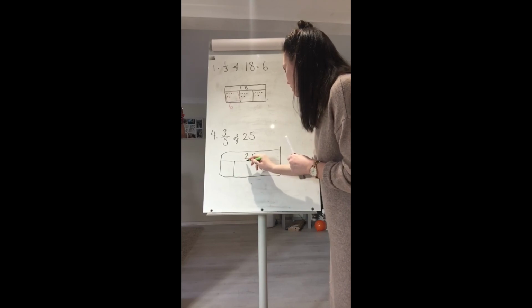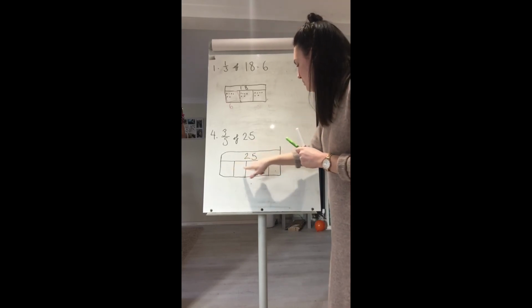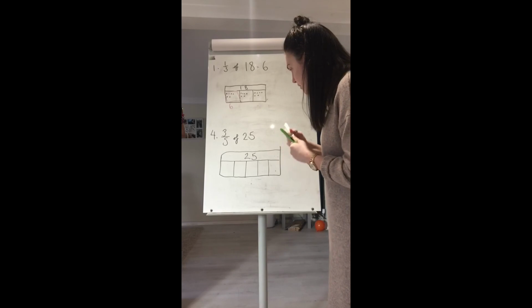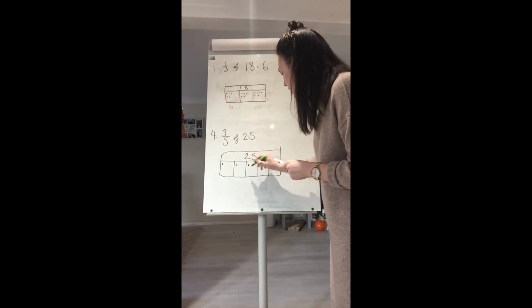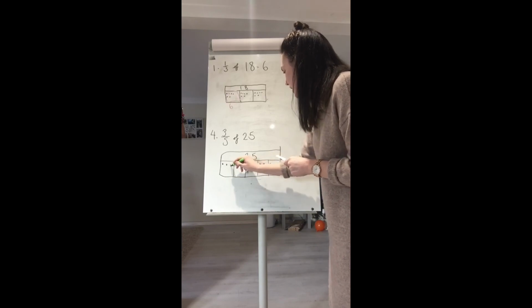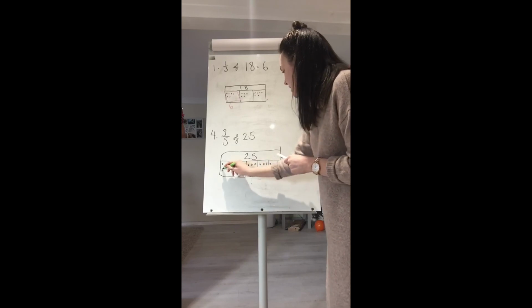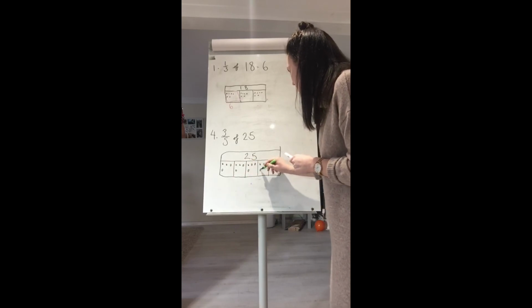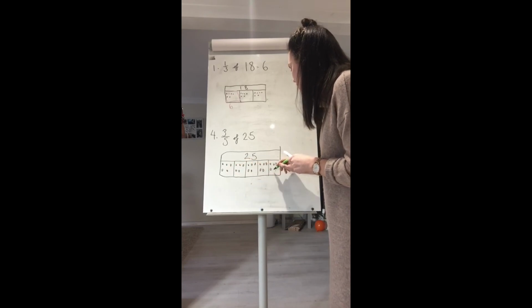1, 2, 3, 4, 5. So I'm showing 25 dots between my groups of 5. Ready? 1, 2, 3, 4, 5, 6, 7, 8, 9, 10, 11, 12, 13, 14, 15, 16, 17, 18, 19, 20, 21, 22, 23, 24, 25.